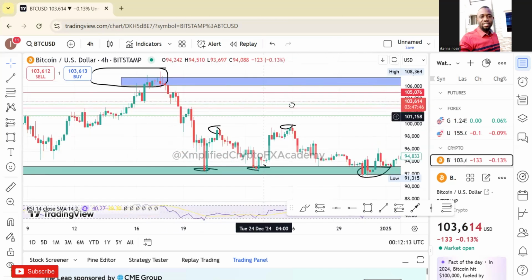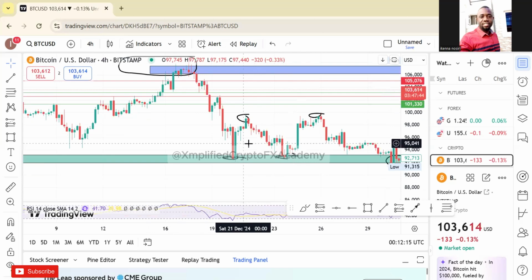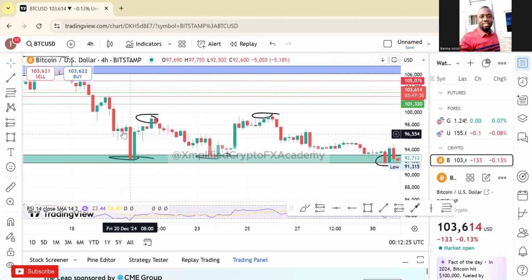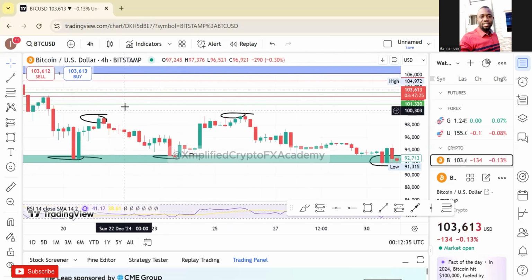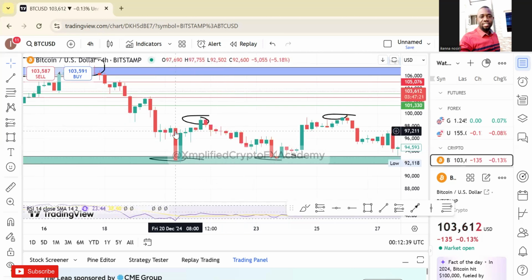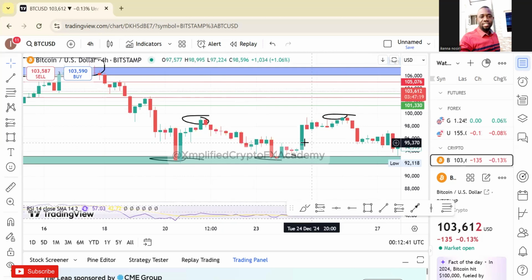Remember the definition of a bullish engulfing candle. Okay, this one did not. This is the opening price. This is the closing price. Okay, where this thing opened.